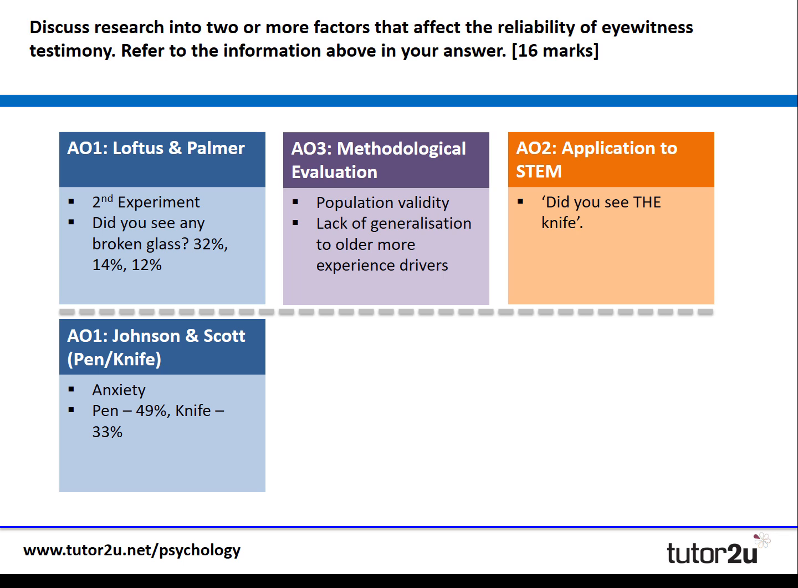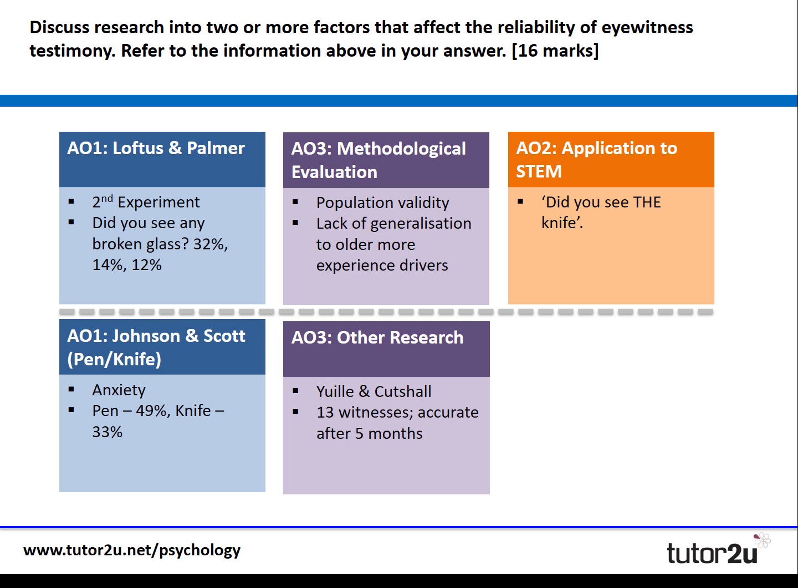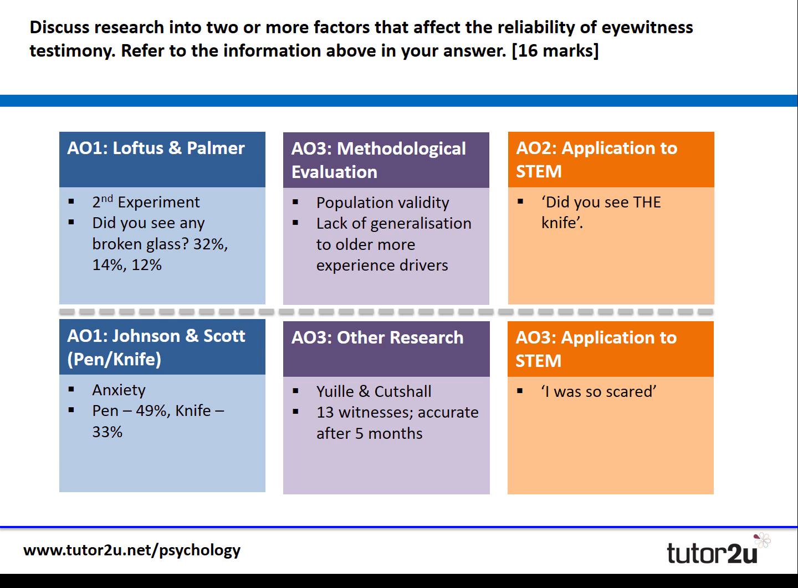I would then repeat this structure by outlining my second piece of research by Johnson and Scott, who looked at the effect of anxiety on eyewitness testimony. However, this time for my evaluation, I would consider the use of other research. I might bring in a case study here by Yule and Cutshall that contradicts the findings of Johnson and Scott. And again, I would apply my knowledge to the STEM with reference to the part where she said I was so scared, which is indicating that she's likely to be in a state of anxiety.